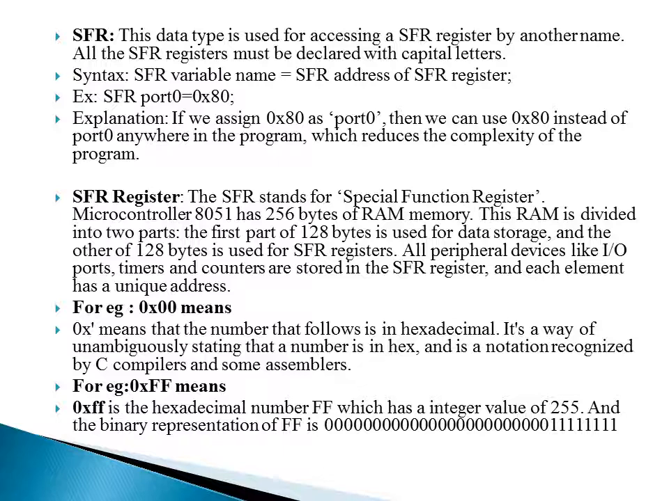We will see what is 0x00 and what is 0xFF. 0x means that the number that follows is in hexadecimal. It's a way of stating that a number is in hex and is a notation recognized by the C compiler and some assemblers. In the same way, 0xFF is the hexadecimal number FF, which has an integer value of 255, and the binary representation of FF is like this.